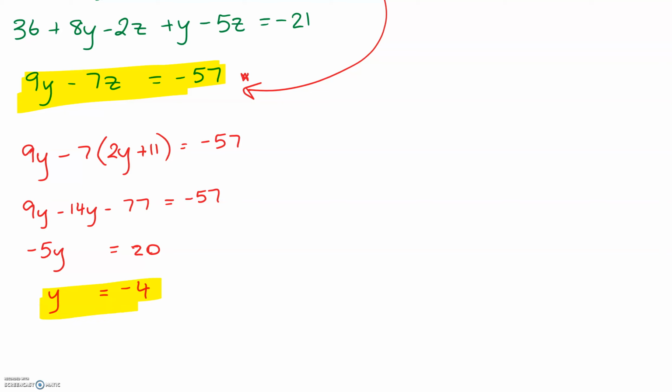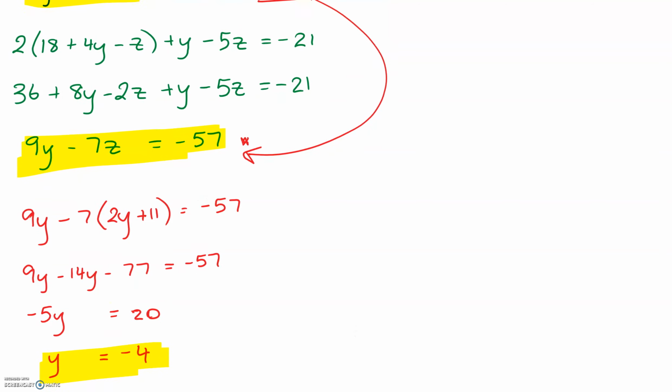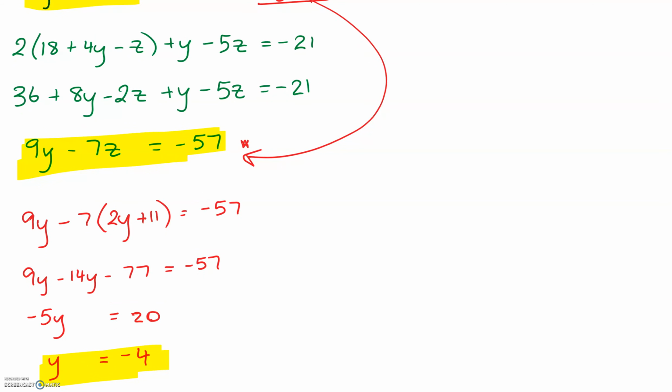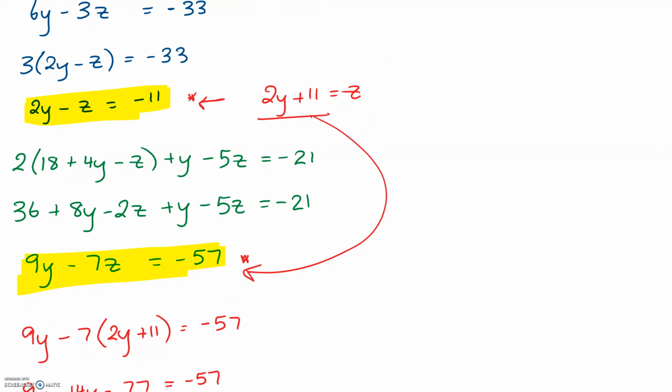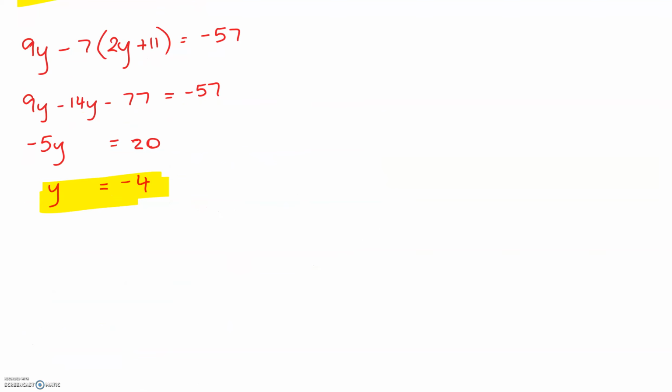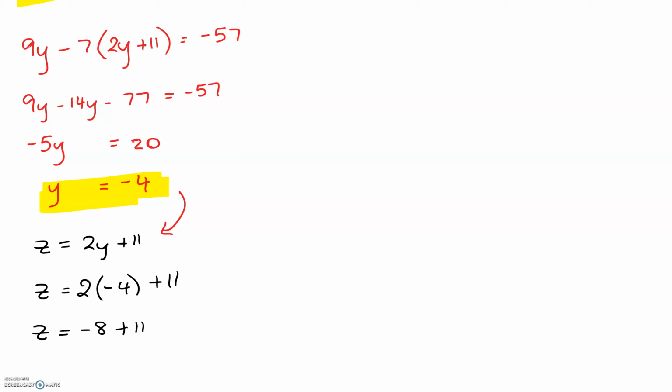So we've got a solution now for y. Now we'll go backwards. So now I'll take this negative 4 over here, y equals negative 4, and substitute it in here to find out z. So again, I'll rewrite that equation. So remember, I just write it as z is equal to 2y plus 11. Substitute in the negative 4 for y. So z is equal to 2 multiplied by negative 4 plus 11. Z equals negative 8 plus 11. Therefore z equals positive 3.